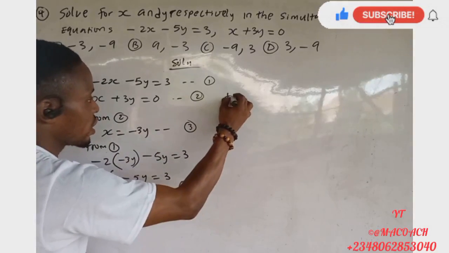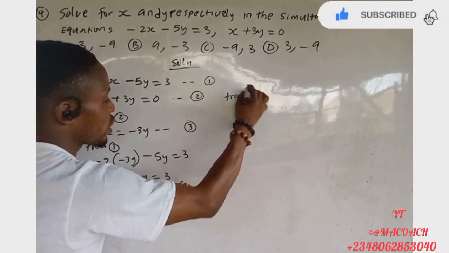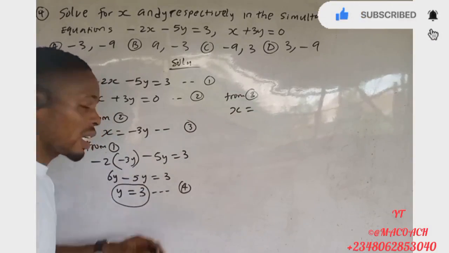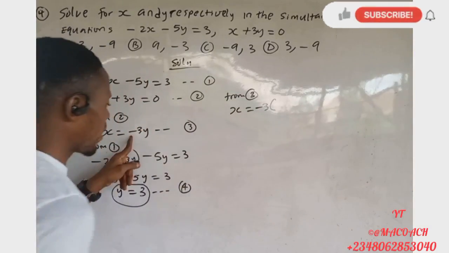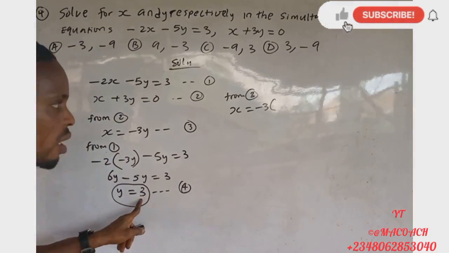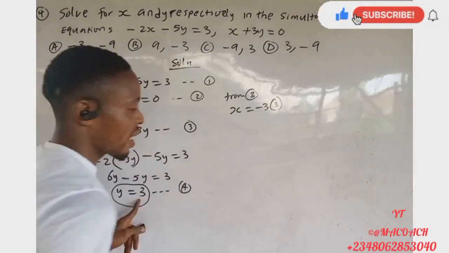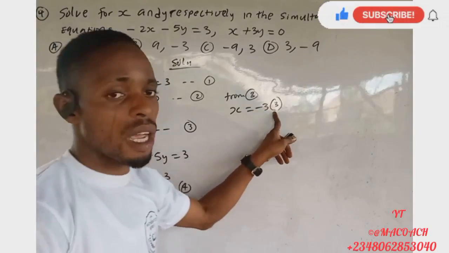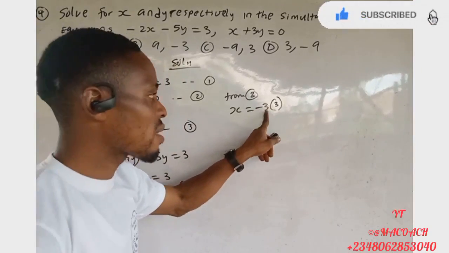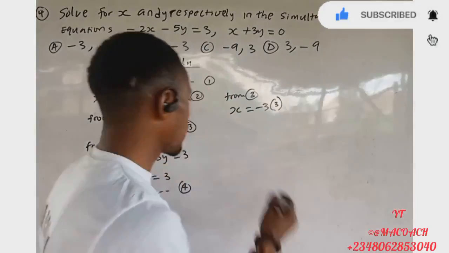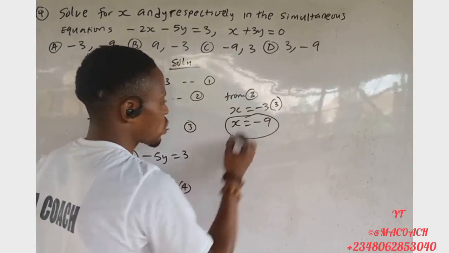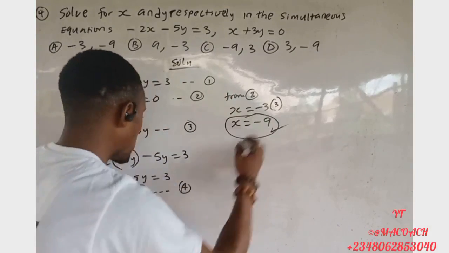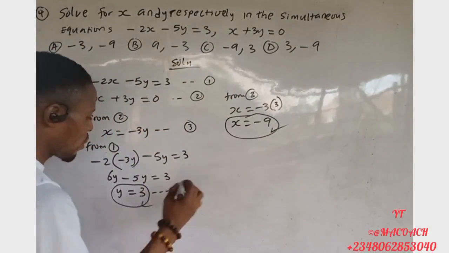Now from equation 3 we have s equal to, we can easily get our s now. S is equal to minus 3, and let's put it in brackets because y is equal to 3 here. So for minus 3 times 3, we have minus 9. So our s is equal to minus 9. So that's the answer for s, and that is the answer for y.